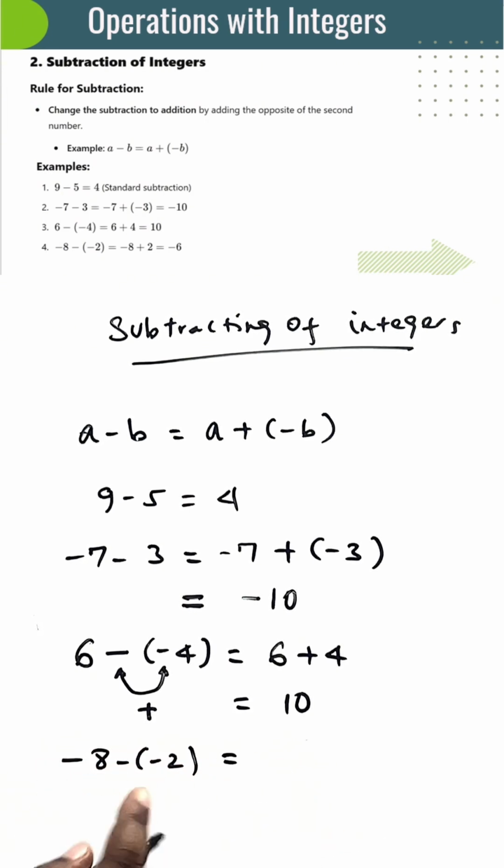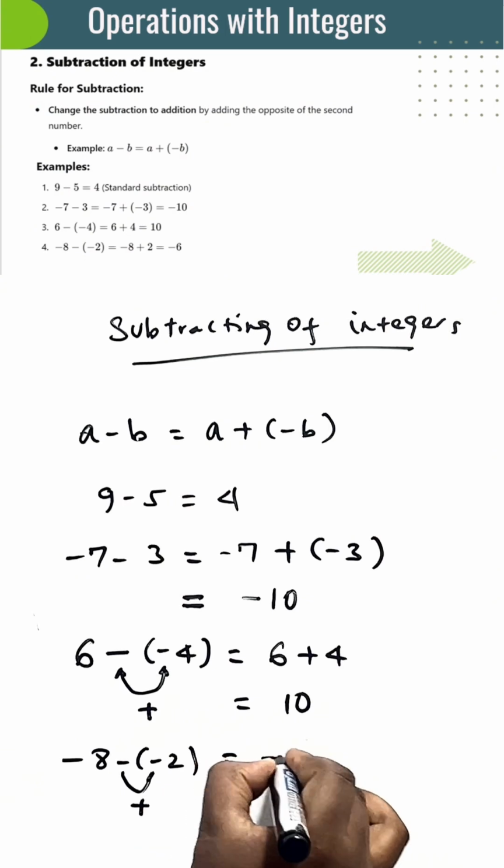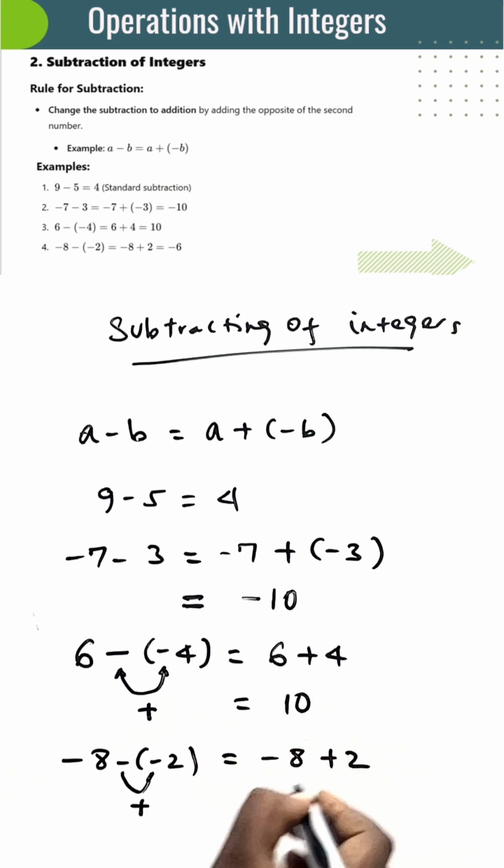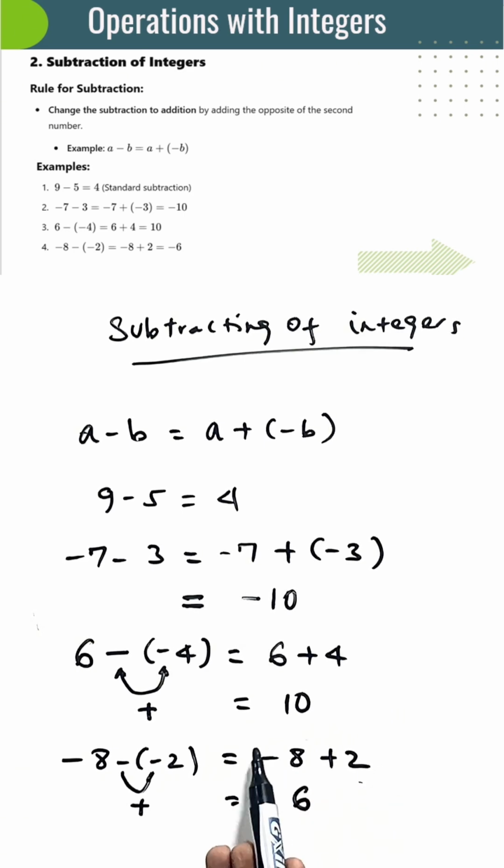Similarly, when you have, for example, minus 8 minus negative 2, what do we do now? First, we have to multiply the negative by negative. Negative times negative would be positive, so this is minus 8 plus 2. Now we come to the addition. When you have opposite signs, we do subtraction, so 8 minus 2 would be 6. We have to keep the sign of the larger number, so this is going to be minus 6.